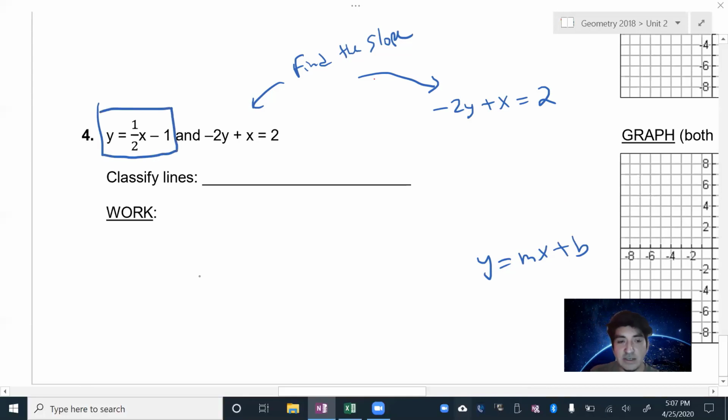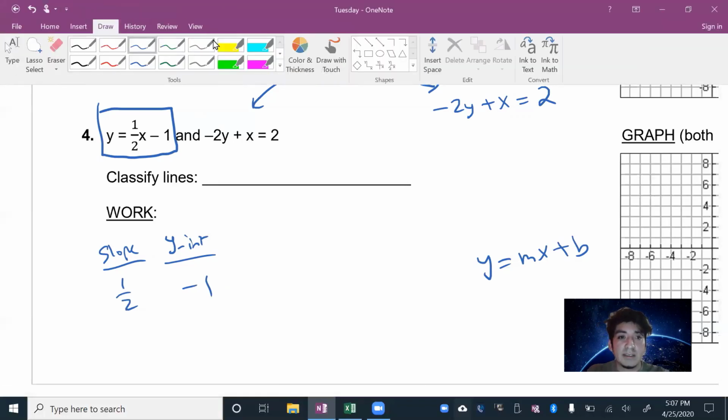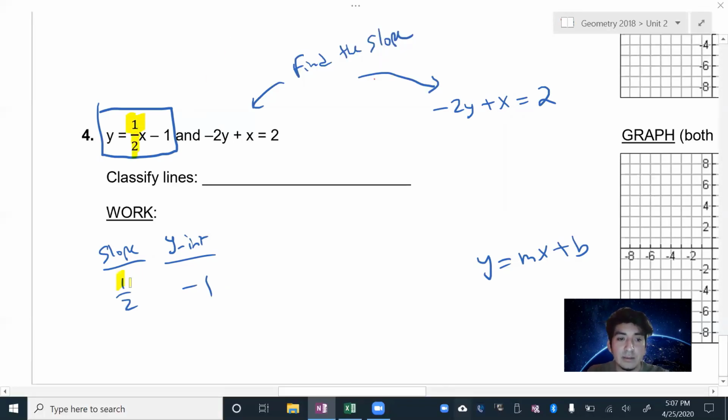So here are some of the things that you can use in your toolbox in geometry. The slope and then the y-intercept. Right, so make it a little bit neater. Now I know the slope is 1/2, and I know my y-intercept is -1. Now here is where it's going to be changed. I'll tell you what it's going to be classified as. If I need to solve this one, I need to change this standard form to slope-intercept form. So I need to solve for y.